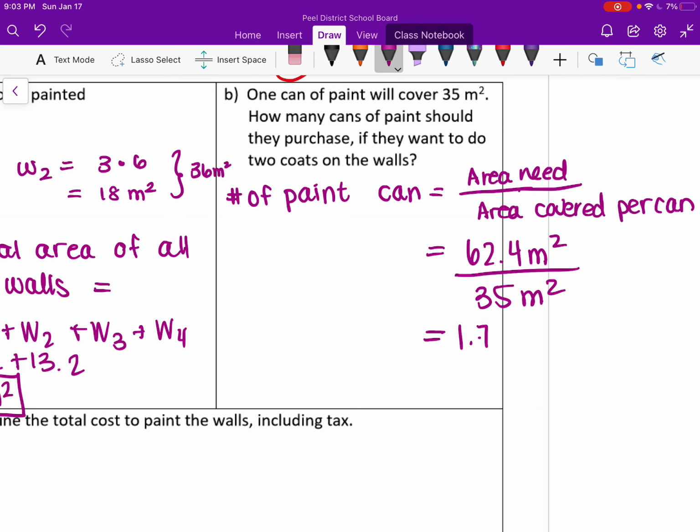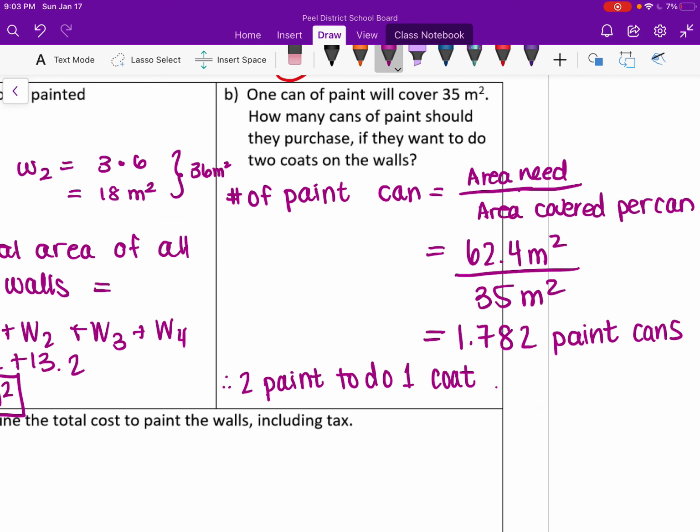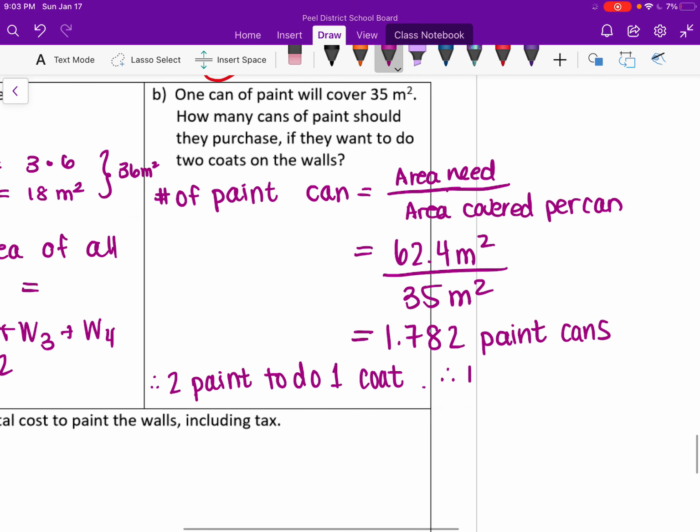So let's just divide those two. I need 1.782, so 2 paint cans, which means I need 2 paint cans because they're not going to give me that much. 2 paint cans to do one coat. Therefore, 4 paint cans, right? Because if we're doing 2 coats, we need double the amount of paint. 4 paint cans to do 2 coats.